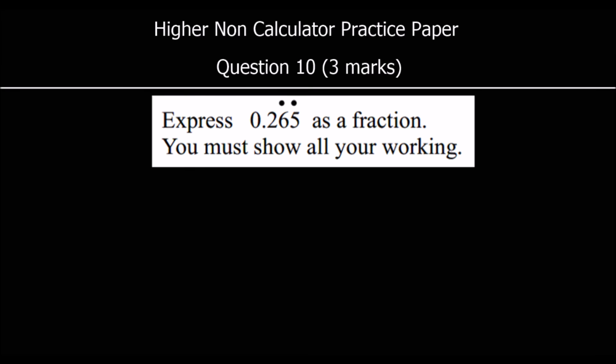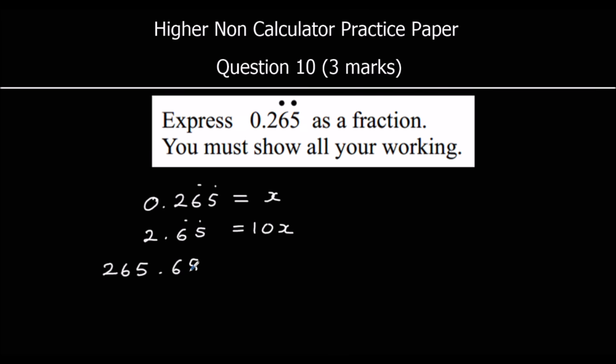And one for you to try. So express 0.265 recurring as a fraction. So I'm going to call 0.265 x, times by 10 for 10x. I need something else that ends in 65656565. And again, that's 1,000 of them. 1,000 x's.